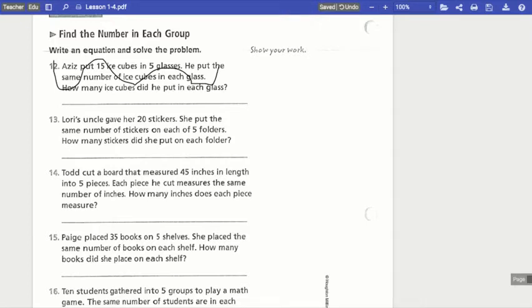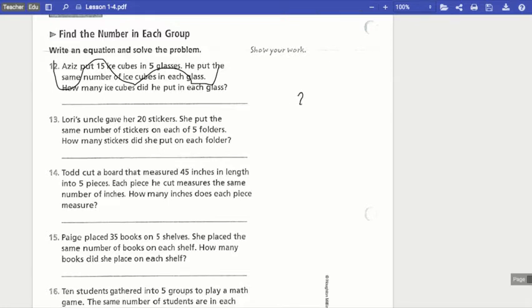Lori's uncle gave her 20 stickers. She put the same number of stickers on each of 5 folders. How many stickers did she put on each folder? So we know our total, correct? How many total stickers did her uncle give her? 20, very good. So we're going to put our total on top.